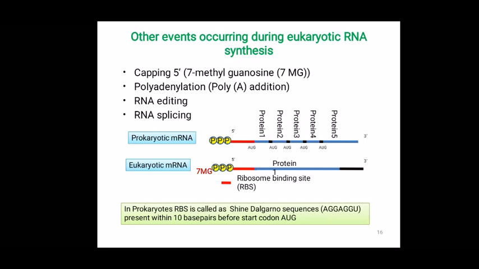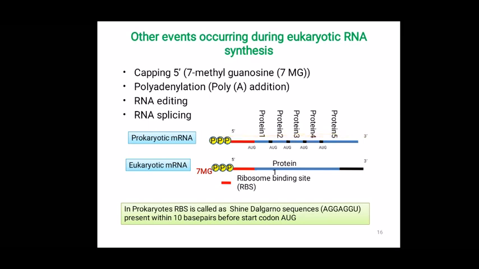In addition, there are other events occurring in eukaryotic RNA synthesis. One is 5' capping with 7-methyl guanosine, or 7-mG, and another one is polyadenylation. This will take place at the 3' end. Another process is called RNA editing, and another process is called RNA splicing. So here we can see the mRNA structure of prokaryote and eukaryote.